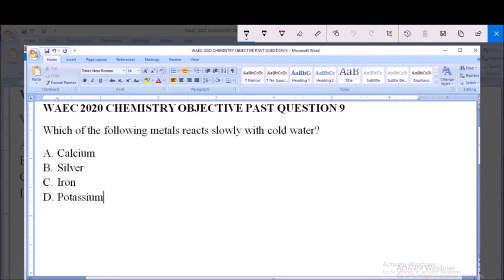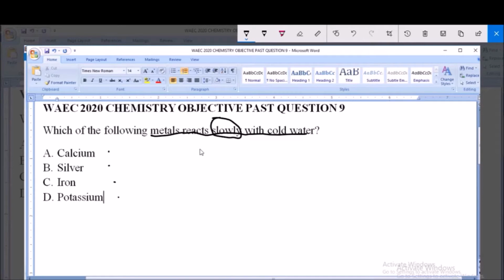Hello and welcome. I'm going to be answering WAEC 2020 Chemistry Objective Past Question 9. Which of the following metals react slowly with cold water? A. Calcium, B. Silver, C. Iron, D. Potassium. So what we're looking at here is the reaction of metals with cold water, and we're asked which of these metals react slowly with cold water.